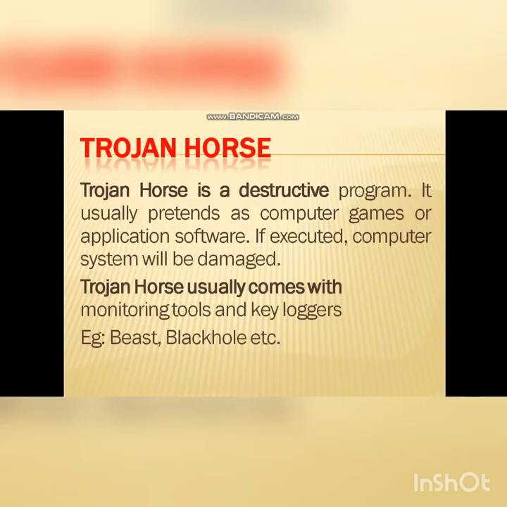Trojan horse is a destructive program. Means it destroys. It is a program that is designed for a destructive purpose. It usually pretends to be a computer game or application software. If executed, the computer system will be damaged. Trojan horse usually comes with monitoring tools and keyloggers.